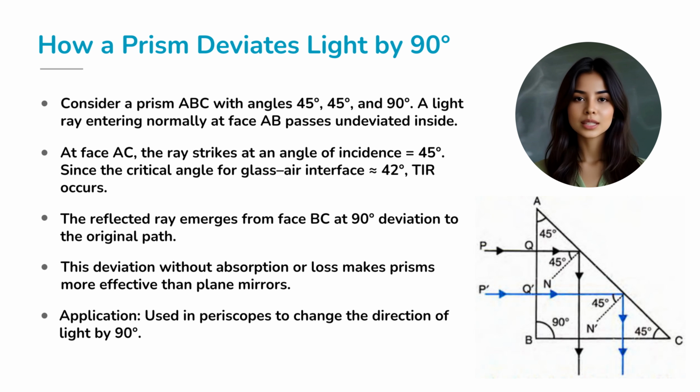And here's the beauty: this deviation happens without absorption or intensity loss, unlike ordinary mirrors. That's why prisms are preferred in optical instruments such as periscopes, where you need to bend light exactly 90 degrees. Look at the ray diagram. The light comes in, reflects, and exits perfectly turned.